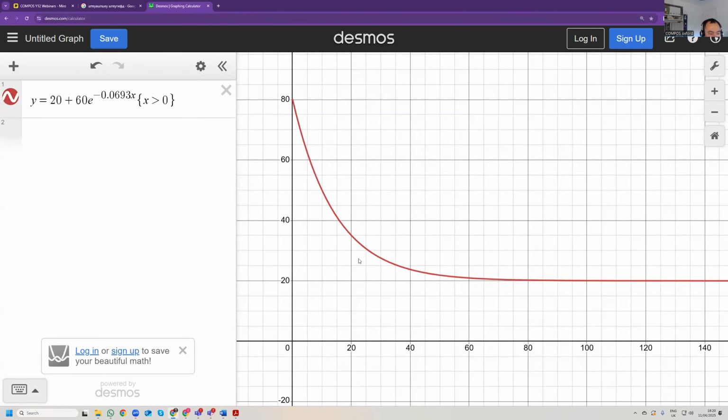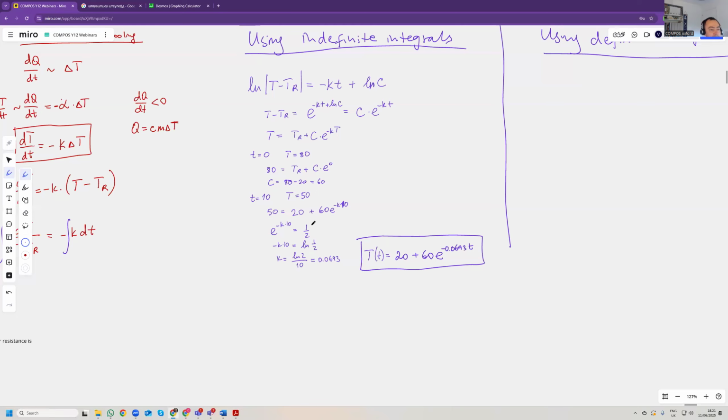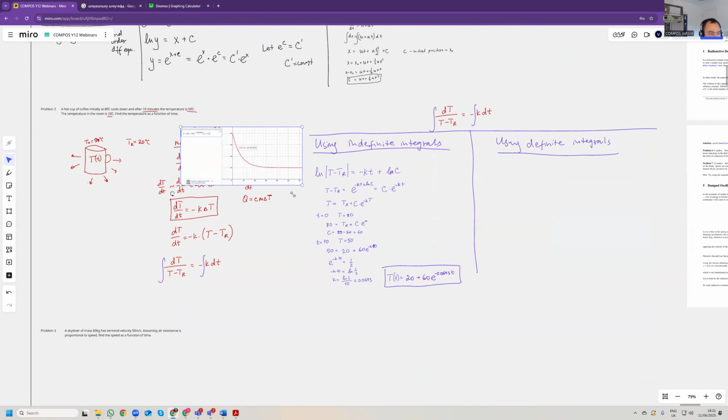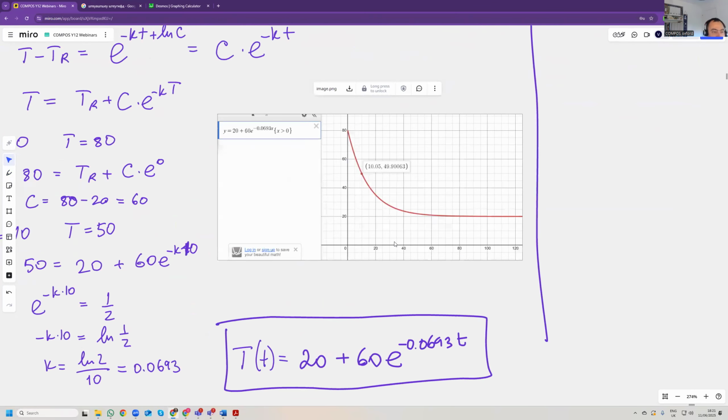And that looks very reasonable because you could imagine that the temperature of the coffee indeed changes according to this law. You can see that initially the temperature is 80. Then after 10 minutes it is 50 degrees. And then after a very long time, after about 60 minutes, it's 20 degrees, which is perfectly reasonable.